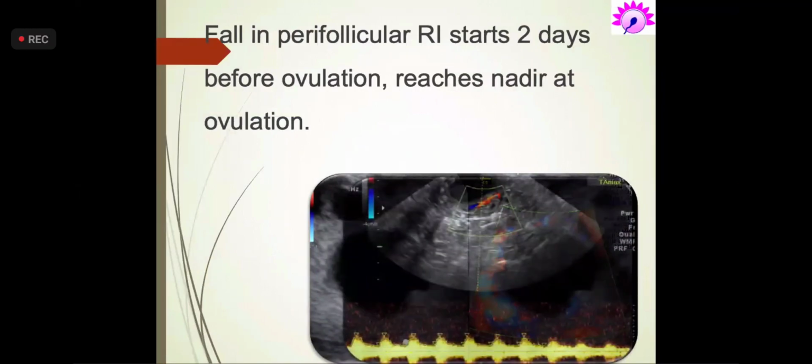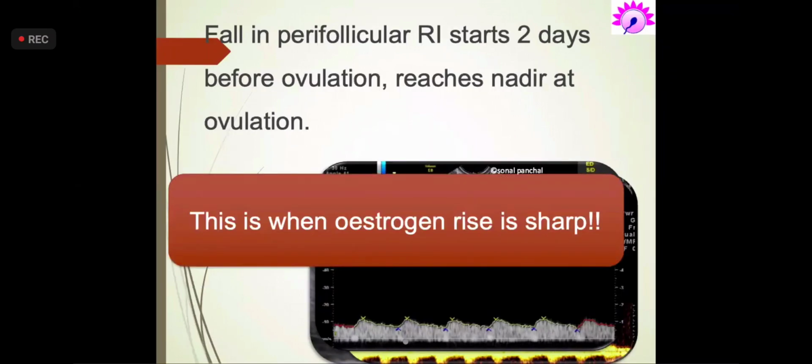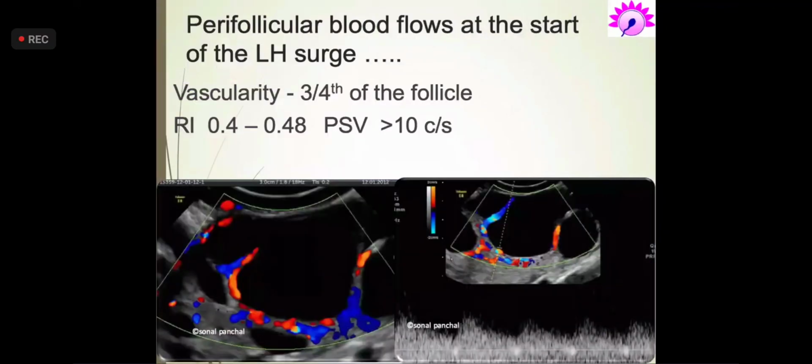Fall in the perifollicular RI starts 2 days, 48 hours, before the ovulation, and reaches the lowest at ovulation. This perfectly correlates with the sharp rise in estrogen, and as you can see here, 48 hours before the ovulation the steep rise in the estrogen starts, and that's where the RI of the follicle falls. That means the RI of the follicle in the pre-ovulatory phase can be correlated to the estradiol levels and therefore to the follicular quality.